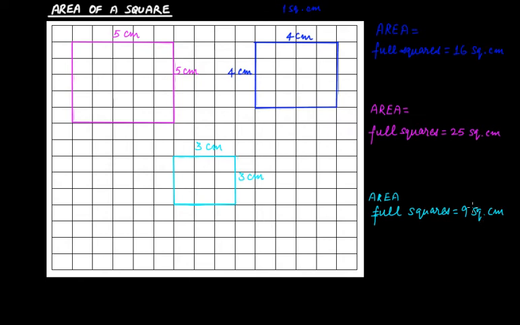Now if you look properly at the answers we are getting here, this is 16. So if we multiply this 4 by this 4, 4 times 4 will give you what? 16 square centimeter.